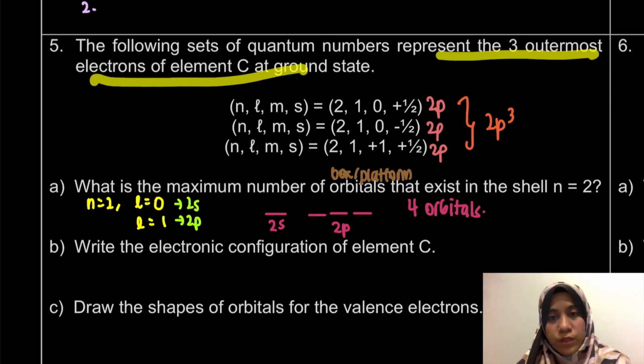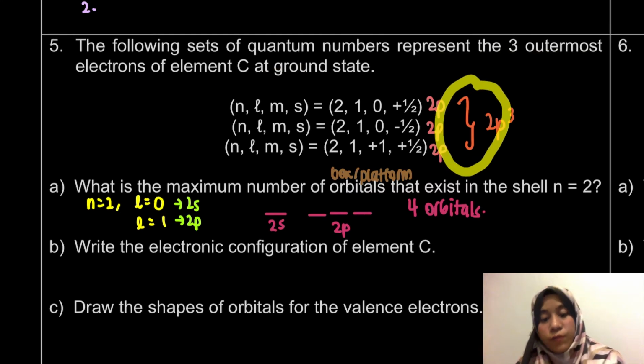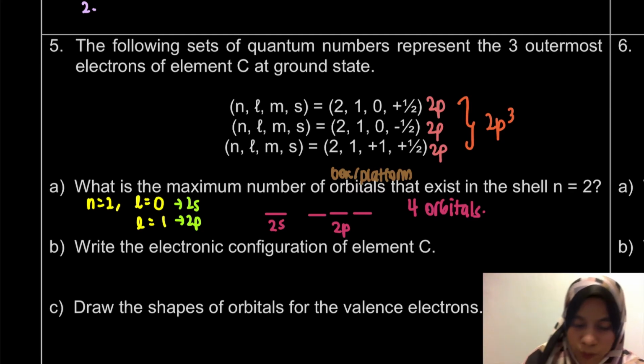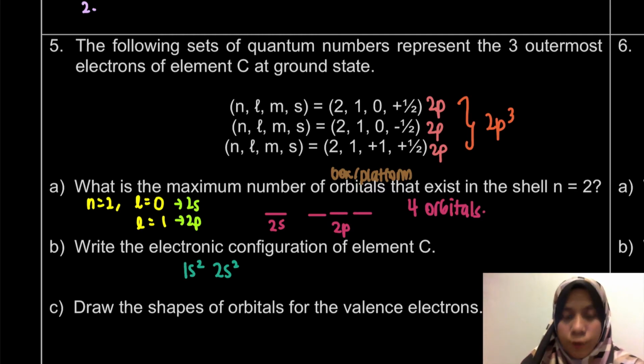So from here we know it's 2p3. But before we fill up 2p3, based on our ball, we have to fill up the electrons in terms of increasing energy. So first is 1s2, after that 2s2, then we have 2p. But in this case, how many electrons in the 2p orbital is actually 3. So it becomes 2p3.